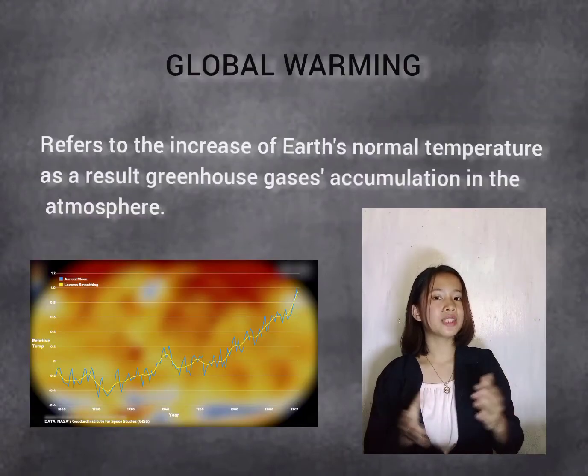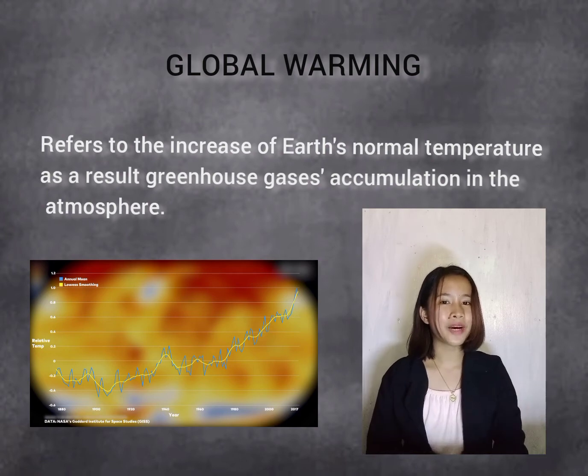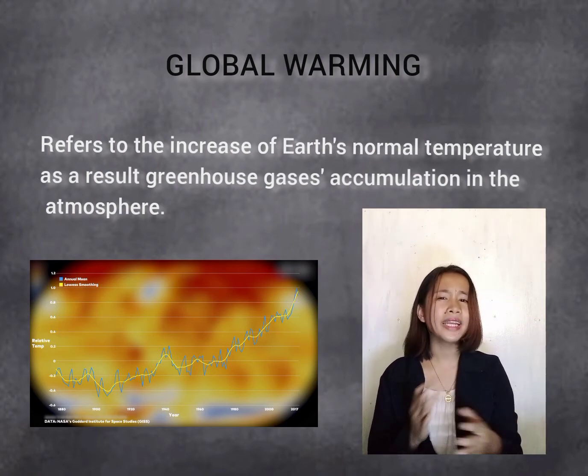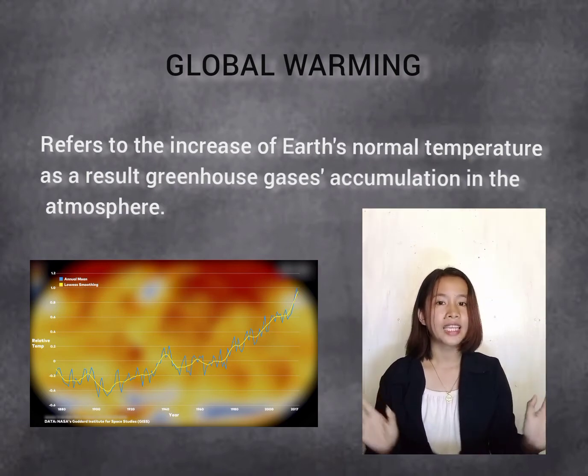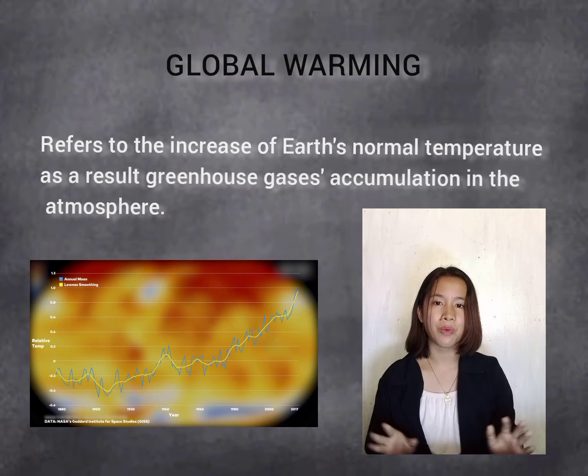Related to climate change is global warming. What is global warming? Global warming refers to the increase of Earth's temperature as a result of greenhouse gas accumulation in the atmosphere. Many climate scientists agree that humanity is responsible for the vast majority of global warming.